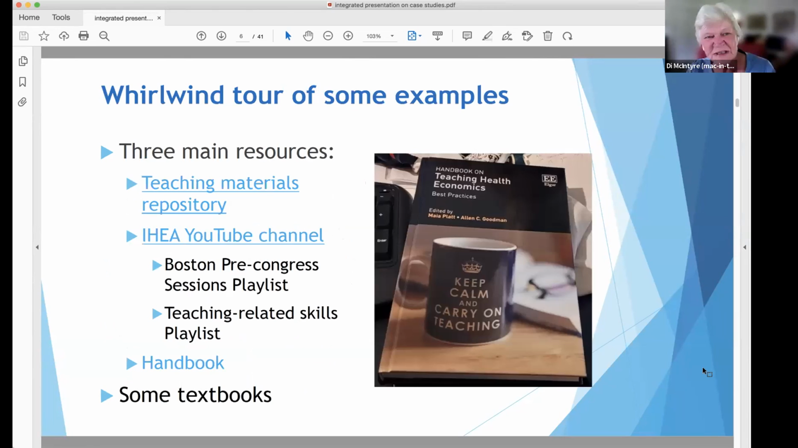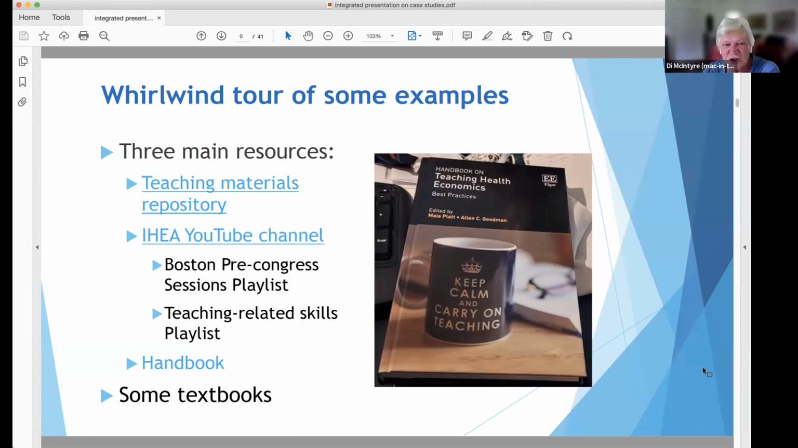It's very difficult, we can't just give a recipe for how you do a case study, apart from saying you should really start from what the learning outcomes are. It's very difficult to say you need to do X, Y, Z in order to come up with case studies. So we decided that what we would do is give you a whirlwind tour of some examples of case studies, different exercises, games, etc.